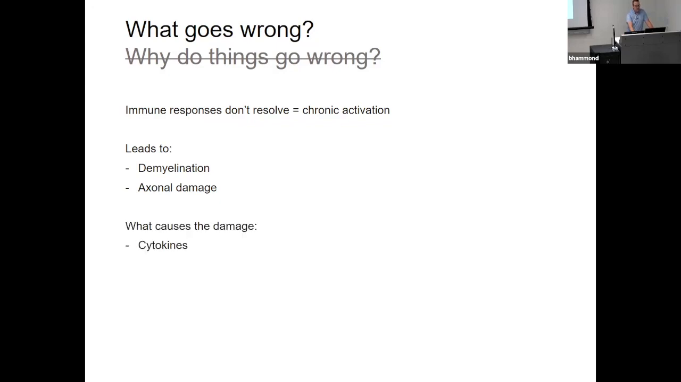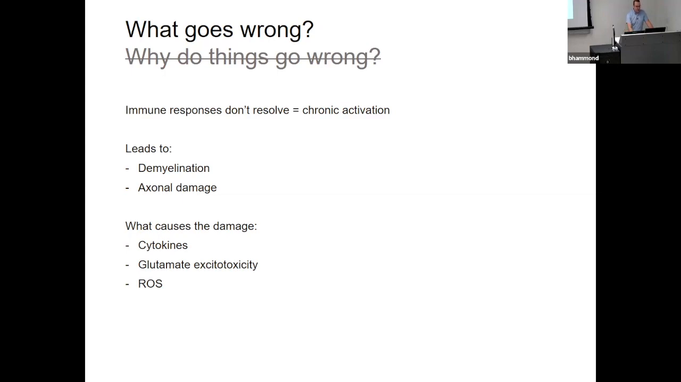A number of different things also cause the damage: cytokines, glutamate cytotoxicity, reactive oxygen species. All these things can contribute to damage within the CNS when these immune responses do not resolve. We've gone over some of the fundamentals of neuroimmunology, because there is a lot more I'd like to touch on, but we don't have a lot of time.